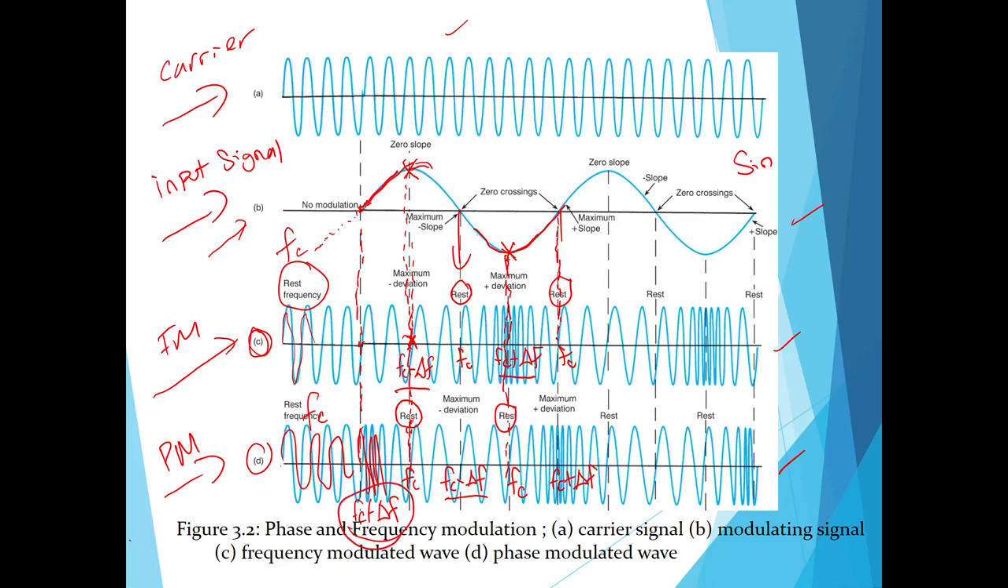F, or during the zero crossing from changes from a positive to negative cycle, what happened is that the carrier frequency will become minimum, which is FC minus delta F. And during the positive peak and negative peak of the input message, the carrier will be at rest frequency. So this is for the phase modulation waveform.